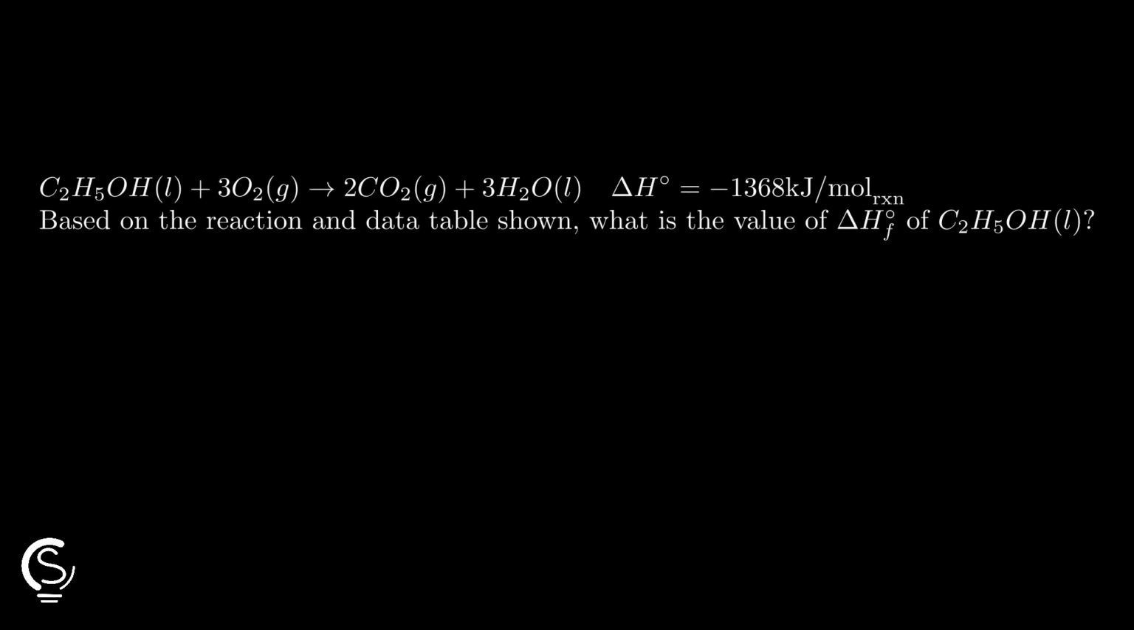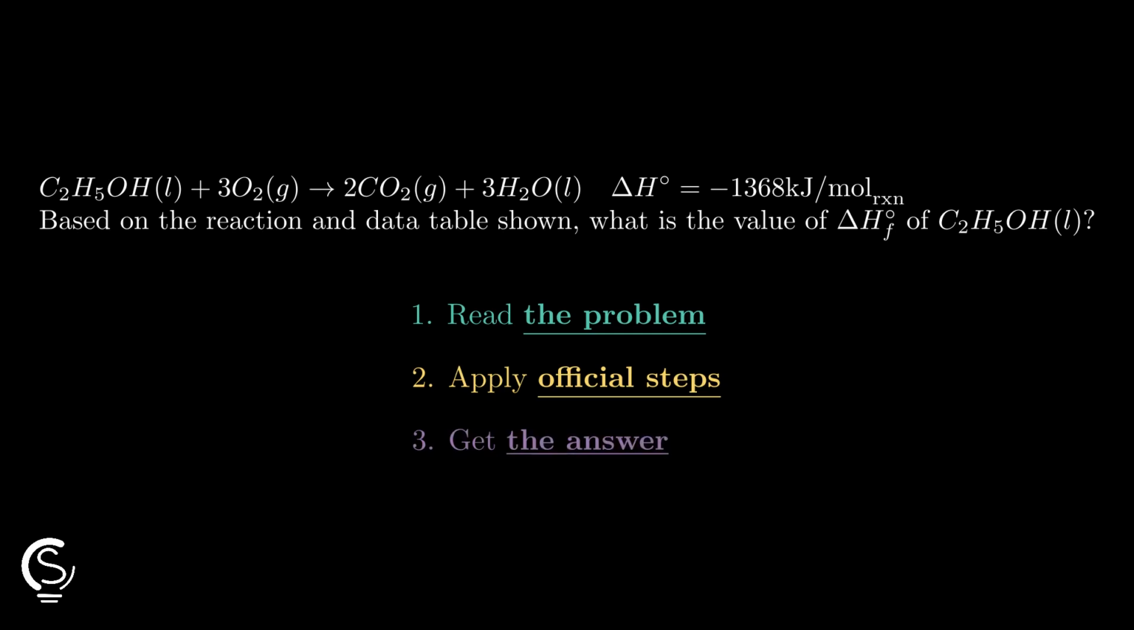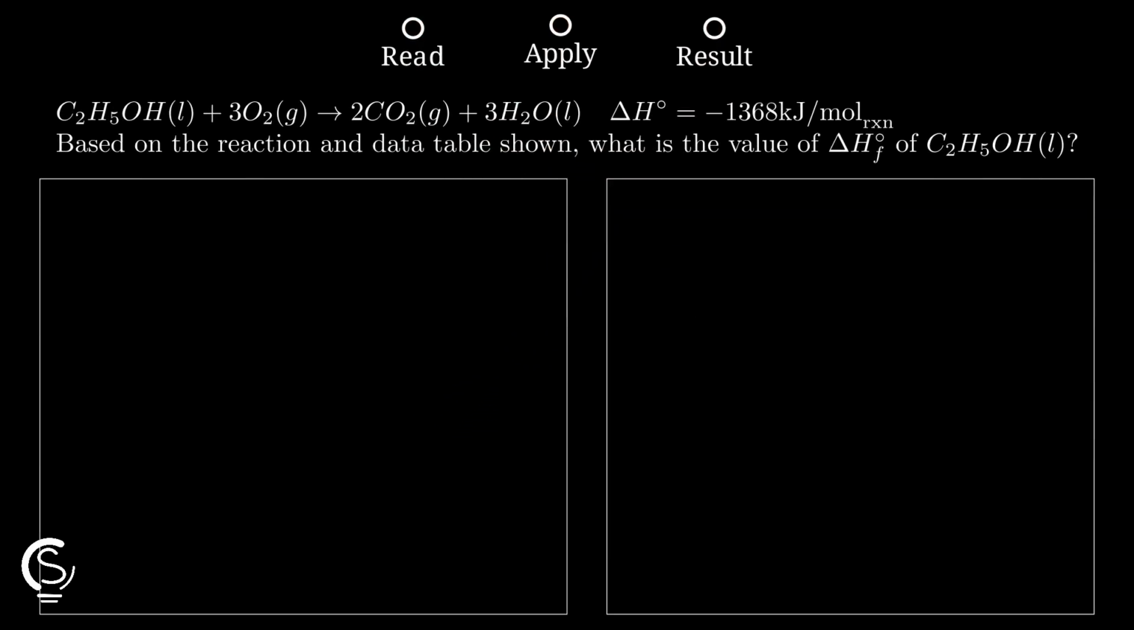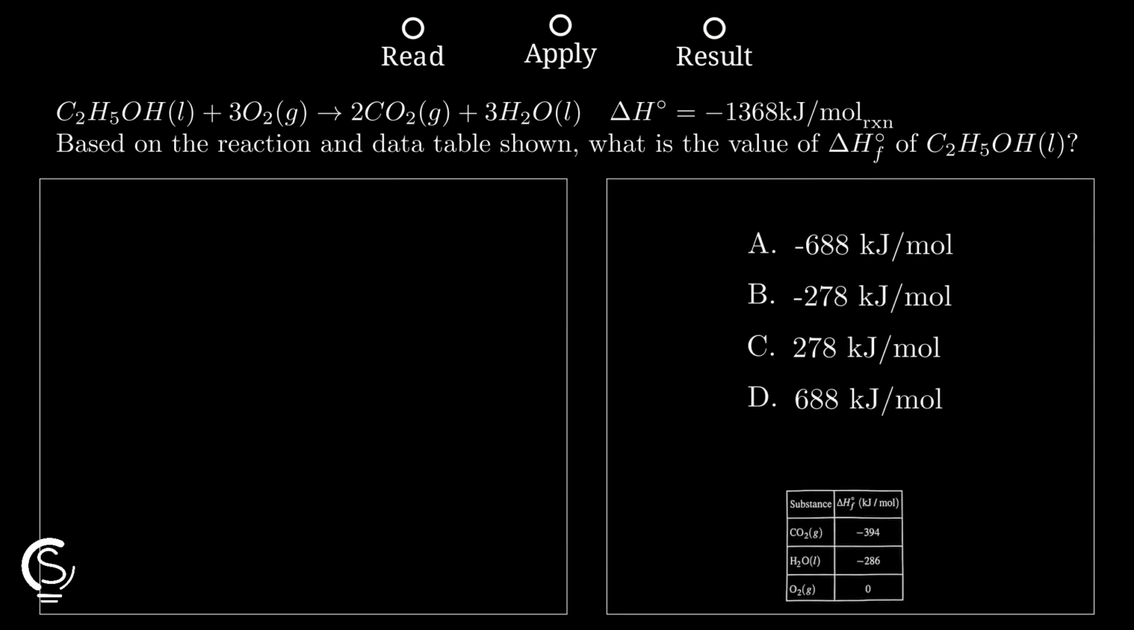Ethanol combustion problems are fast to solve using the formula. We will calculate ethanol's enthalpy of formation using standard reaction data. Start by setting up the enthalpy of reaction formula, which is the sum of products minus the sum of reactants. Remember that oxygen is an element, so its value is 0.